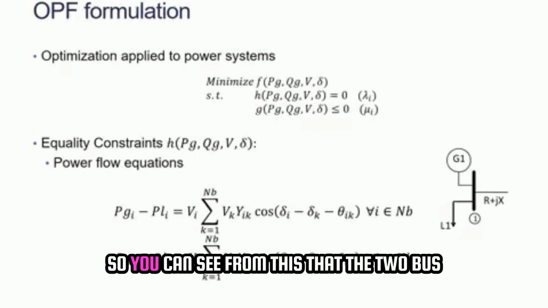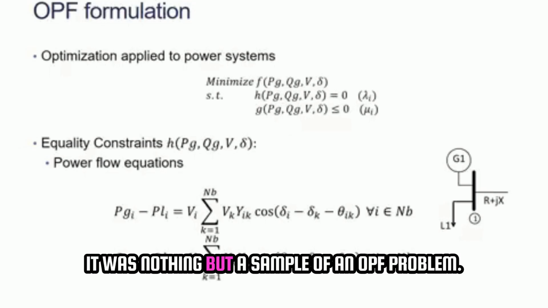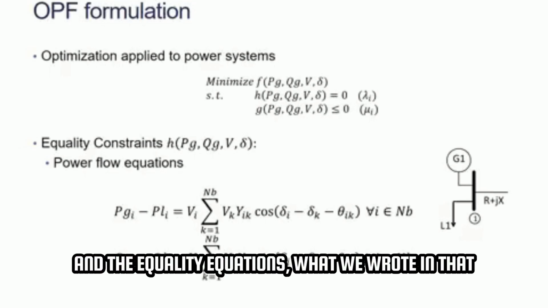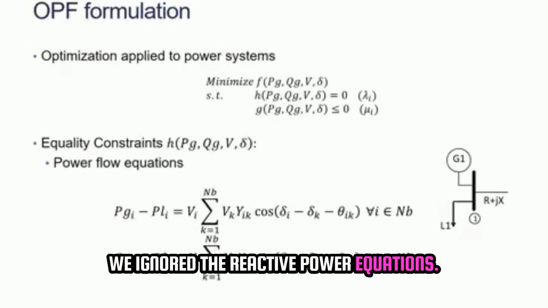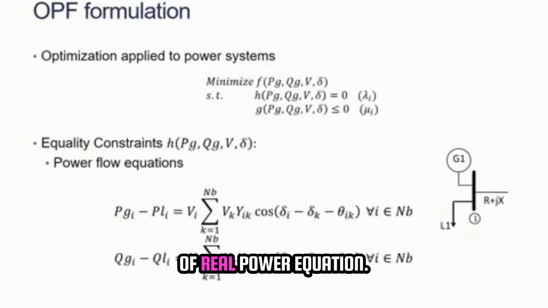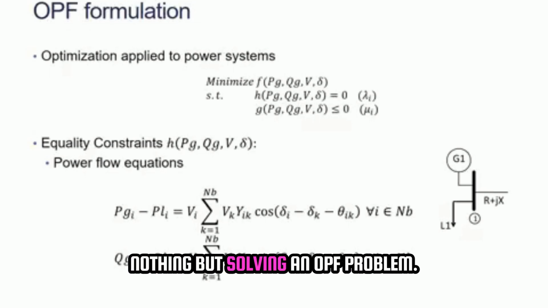You can see from this that the two bus example we solved using Newton's first order and second order methods was nothing but a sample of an OPF problem. The equality equations we wrote in that were the real power balance equations. We ignored the reactive power equations and just included the effect of real power equations. So I hope now you can connect that what we were doing before is actually nothing but solving an OPF problem.